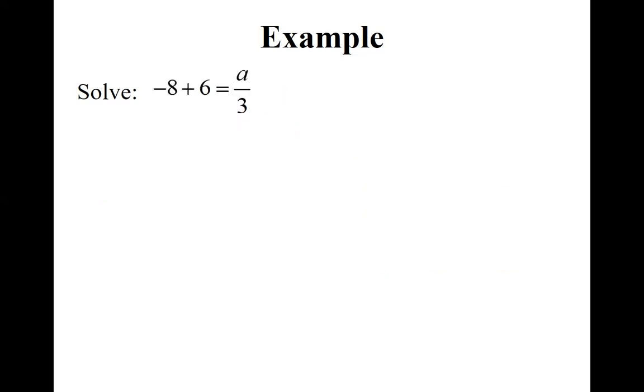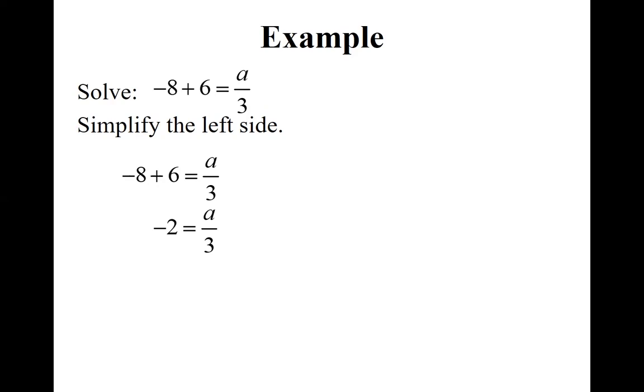Another one. Don't just jump straight to undoing division with multiplication. We have to examine both sides first to see if there's anything that simplifies. Looking at the left, negative 8 plus 6 is negative 2. We can simplify the left side and get negative 2.